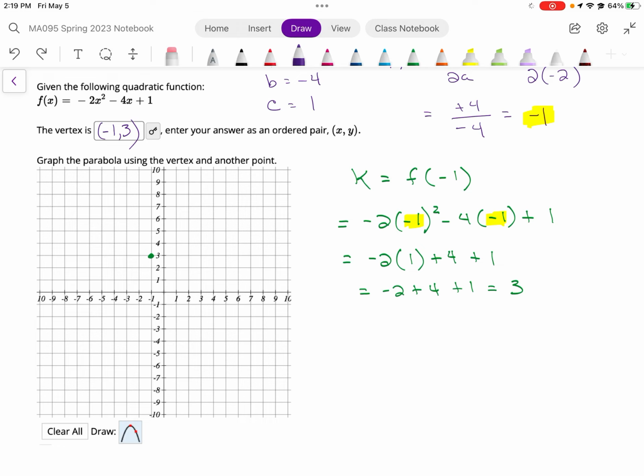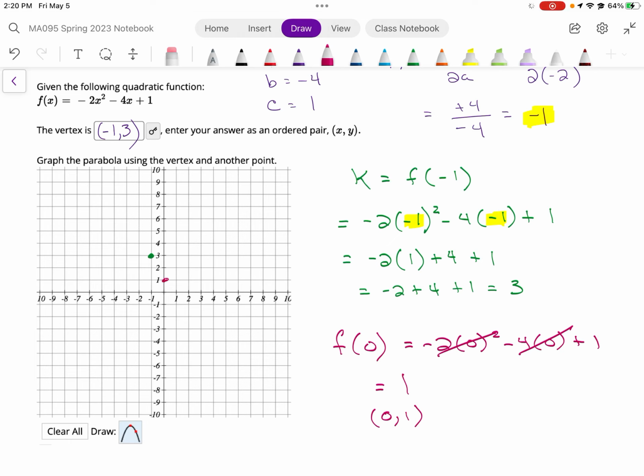What point is the easiest to find? What do you think? How about f of 0? 0 is easy. I've got -2 times 0 squared minus 4 times 0 plus 1. You could even do that in your head if you realize that that is going to go away and that's going to go away. And what are you left with? You're left with 1. So that means our point is 0, 1. All right, so 0, 1 is right there.